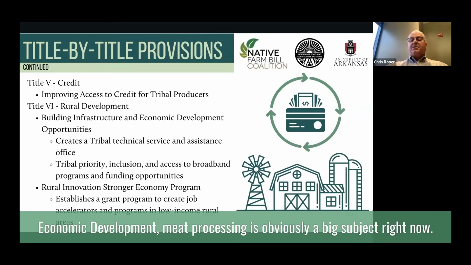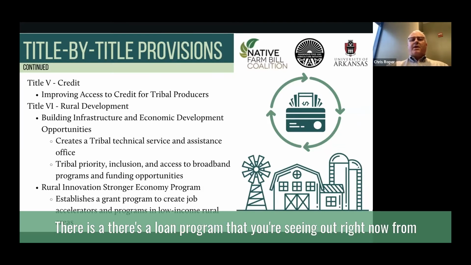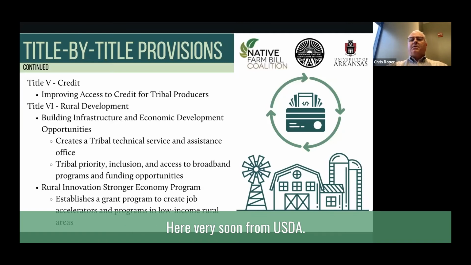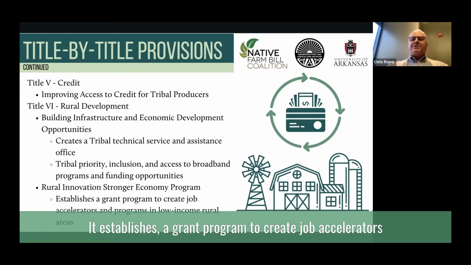Meat processing is obviously a big subject right now. There is additional funding coming out very soon for meat processing. There's a loan program that you're seeing out right now from rural development, specifically related to meat processing. But I do try to encourage a lot of folks to understand that there will be some other funding coming out here very soon from USDA. Another subtitle under Title VI is a Rural Innovation Stronger Economy Program. Establishes a grant program to create job accelerators and programs in low-income rural areas. Next slide.